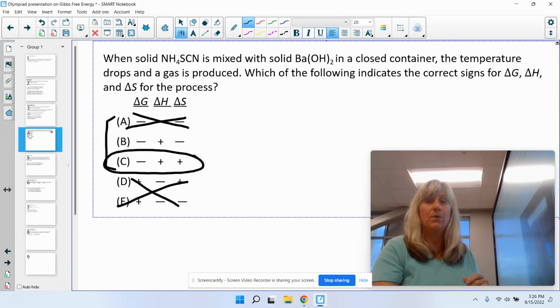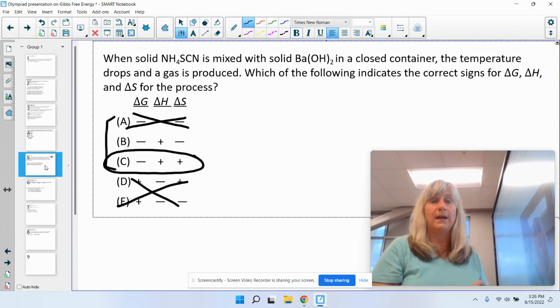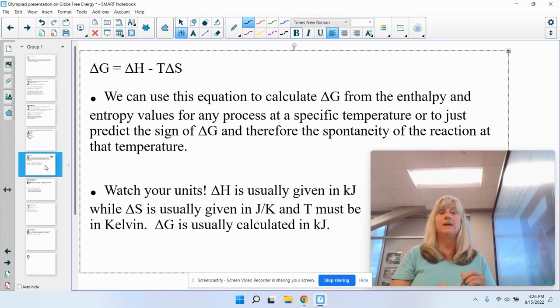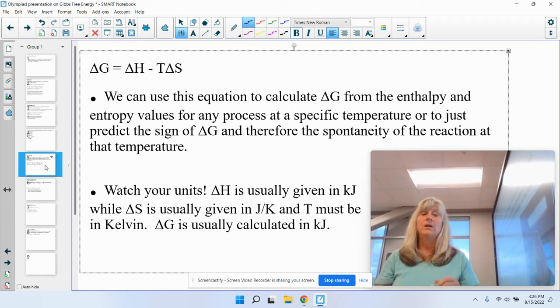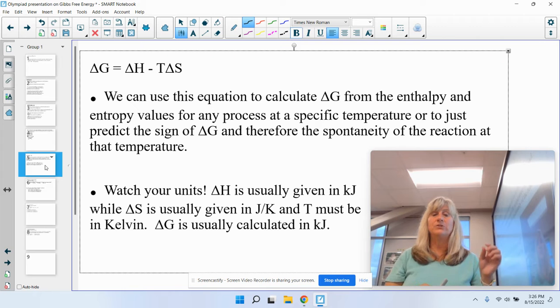Okay, so now looking at the delta G calculation, we can use this equation. Delta G is delta H minus T times delta S. So this is going to calculate delta G at a specific temperature, or sometimes we are just looking at the signs.